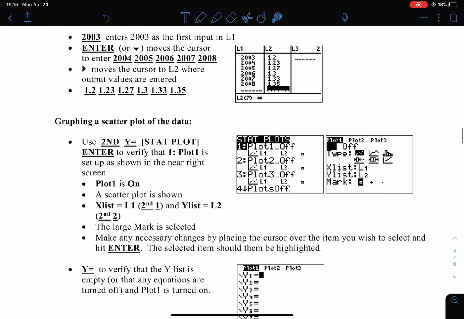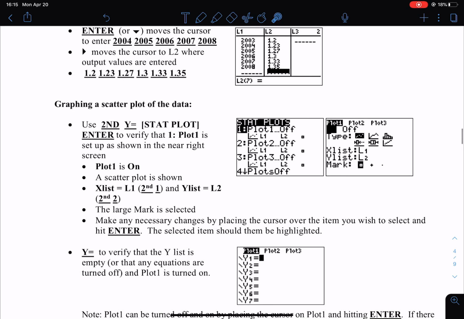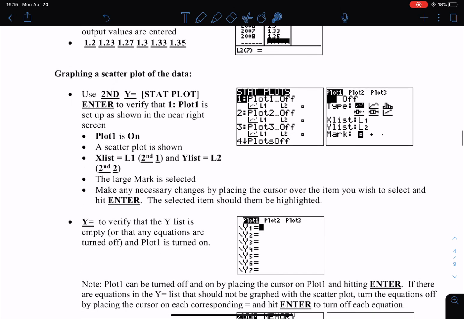And then the second step is how to graph it. For the graph, we use the second y equals. So second y equals is just the STAT plot. And then you have to make sure Plot 1 is on. Make sure this is highlighted. And then just hit enter. Normally the X list is set to L1 automatically. You don't have to change it. But sometimes it's L2, L1. So you have to make sure this is L1, L2. If it is L1 and L2, don't change it. And then hit enter.